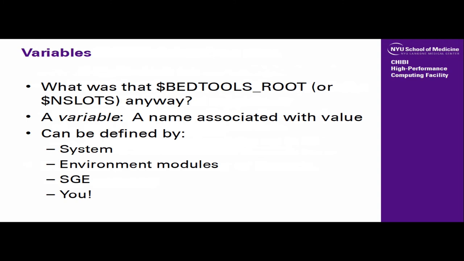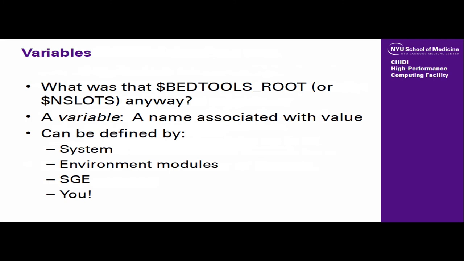I talked about NSLOTS. I talked about the BEDTOOLS_ROOT, that each of our modules defines a variable called application name underscore ROOT. What are these things beginning with dollar signs anyway? They're variables. A variable can be used at the shell. It can be used inside a script. They can be defined by the system. They can be defined by environment modules like this BEDTOOLS_ROOT. They can be defined by SGE, like NSLOTS is, or you can define some yourself, and they can be useful inside scripts.